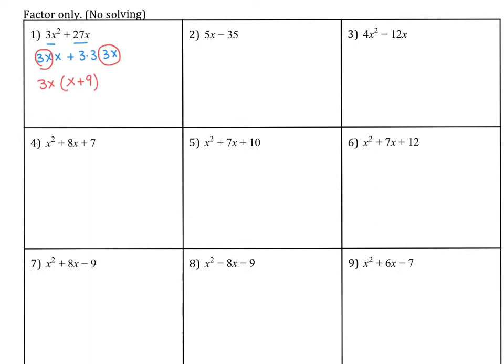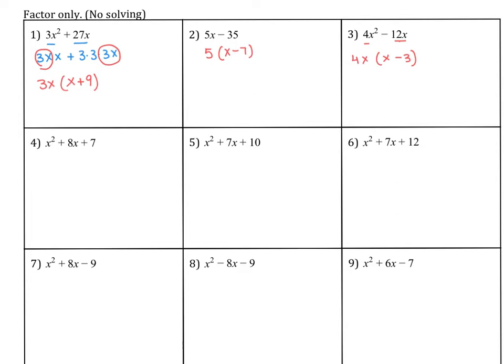For question number 2, 5 times x minus 7. These are the factors for question number 2. For question number 3, the GCF of these two numbers is 4x. And you're left with x minus 3 inside, because 12x divided by 4x is 3.